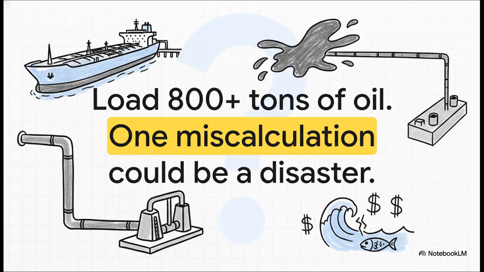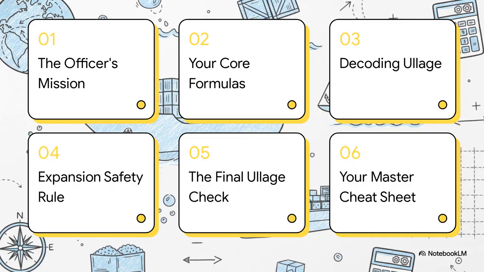This is your mission. Okay, so here's our game plan. First, we'll set the mission, then we'll grab our core formulas. We're going to decode something called ullage, tackle the super important expansion safety rule, run a final check, and then, at the very end, I'll hook you up with a master cheat sheet you can take with you.